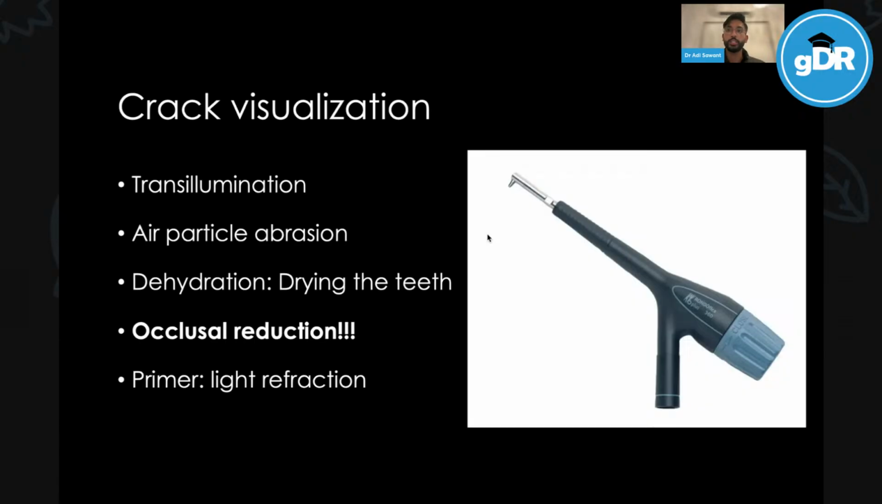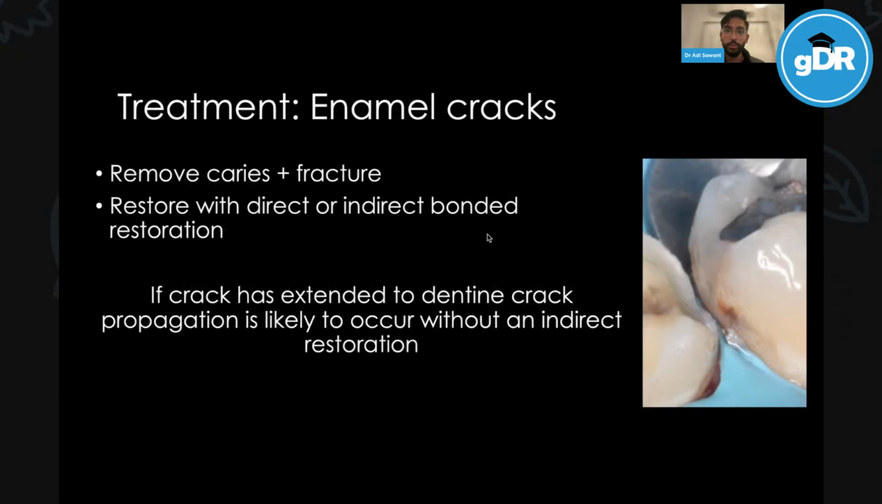But occlusal reduction is key, especially if you know this tooth is going towards indirect or you're capping a cusp. As soon as you reduce those cusps, you can immediately see the cracks a lot better. It's one of the biggest issues I have with doing a core filling before prepping, because quite often that can hide cracks. Now, how do we treat these? Treating enamel cracks, as long as you find it early, the crack's not going into dentine, you remove the caries, you remove the crack, restore with direct, indirect, whatever you'd like. Indirect, you'd be looking at those other structural compromises. But essentially early risk assessment, early treatment, early success.